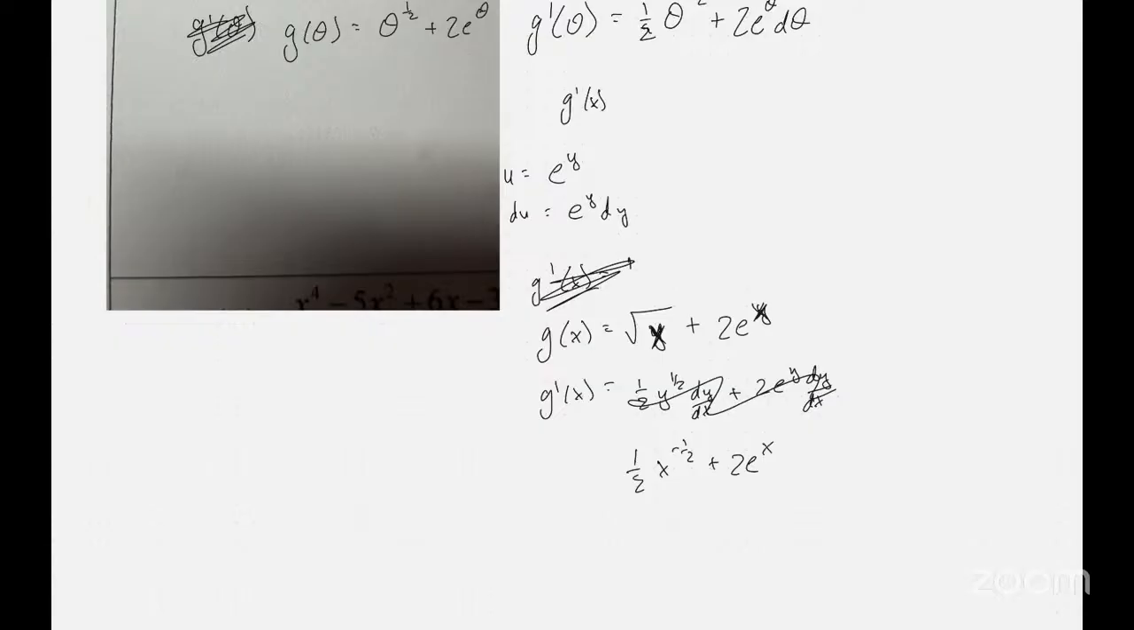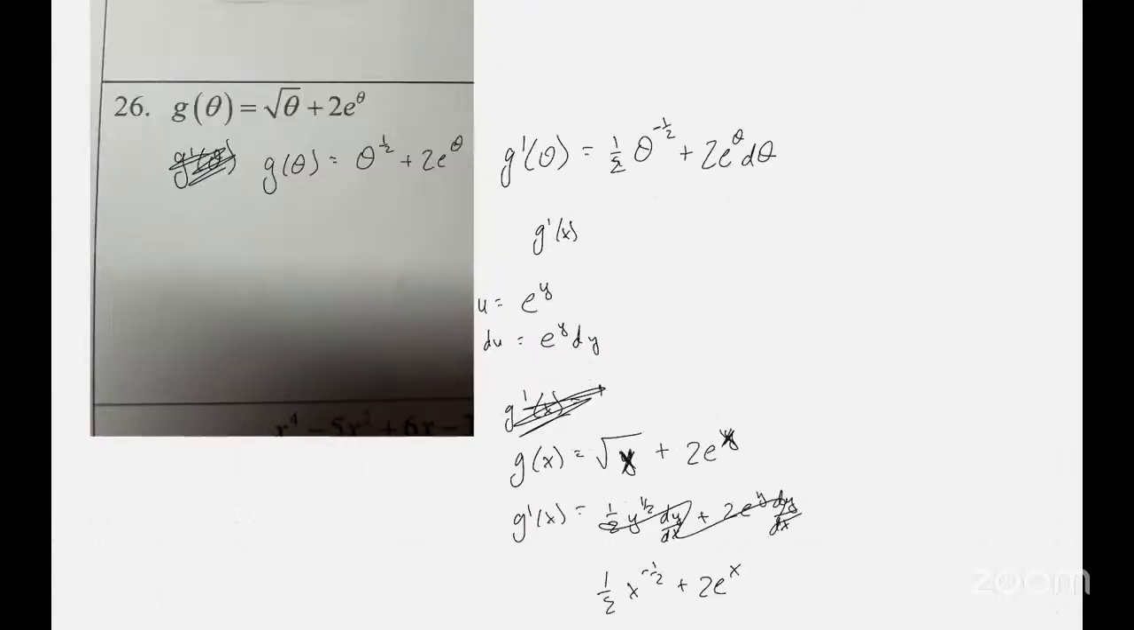I'm kind of thinking that you don't even have to put d theta there. Just put e to the theta, because that's the variable that you've got.